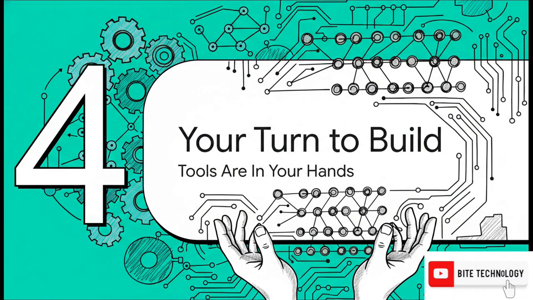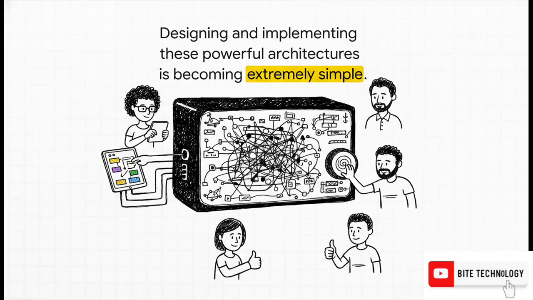So we've looked at the building blocks, how to put them together, and we've even taken a tour of the incredible AI zoo. But now for what I think is the most exciting part of this whole story. This stuff isn't just for academics in ivory towers anymore. The tools to build this are in your hands, right now. And this is probably the biggest thing to take away from all this. Actually designing and building these incredibly powerful models is becoming surprisingly simple. It's all thanks to a massive wave of open-source software.